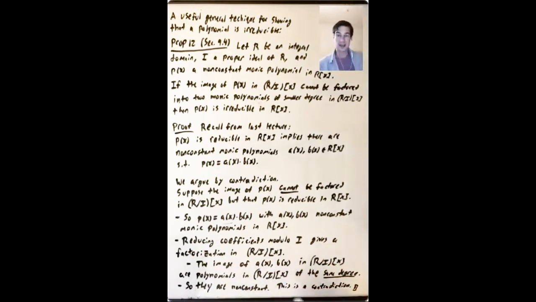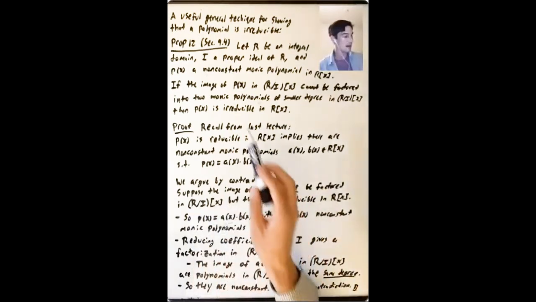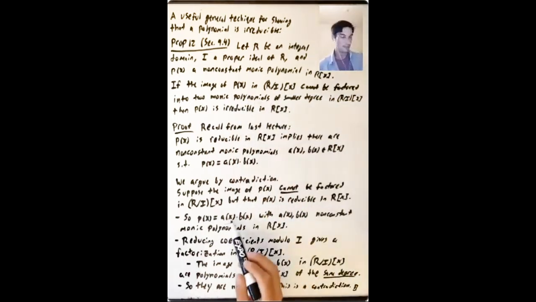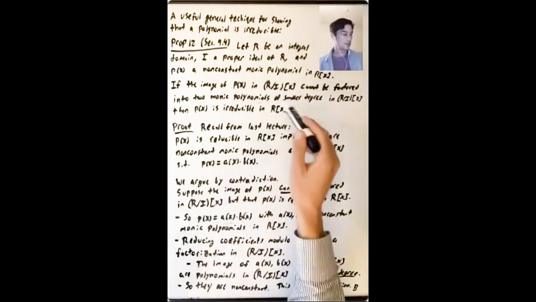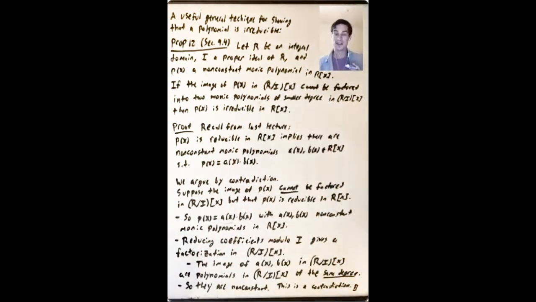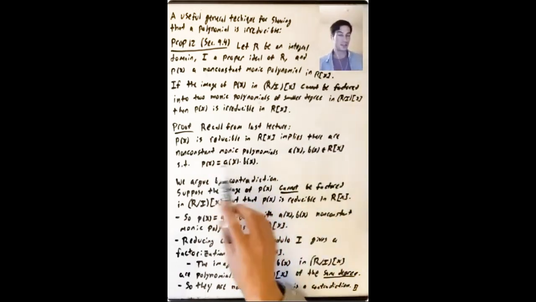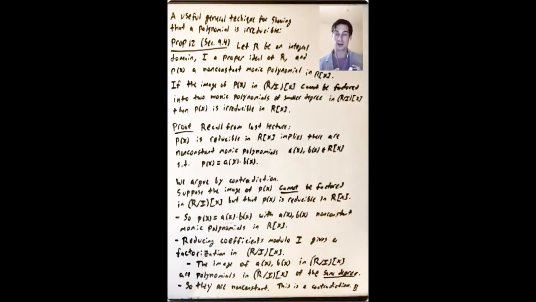Okay, so this is a contradiction because we assumed that the image cannot be factored in R mod I bracket x into a product of two monic polynomials of smaller degree. And by reducing the coefficients modulo I, we're getting exactly such a factorization. Okay, so there's really one idea that goes into the proof here, which is suppose that P of x is reducible in R bracket x, and then you reduce coefficients modulo I.